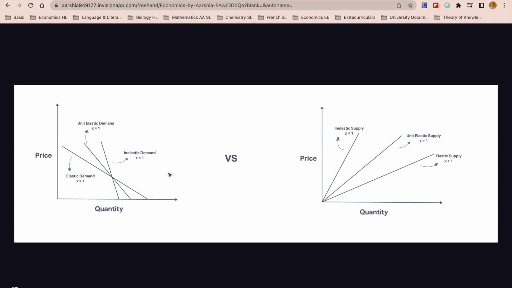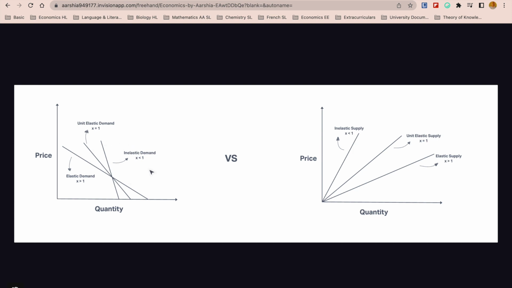An important thing to note about elastic, unit elastic, and inelastic demand and supply is what it means to producers. For example, when you have elastic demand, this means that the demand for a product is very responsive to price. Therefore, if producers want to increase their revenue, it is advisable to decrease the price of the product, but to never increase the price of the product.